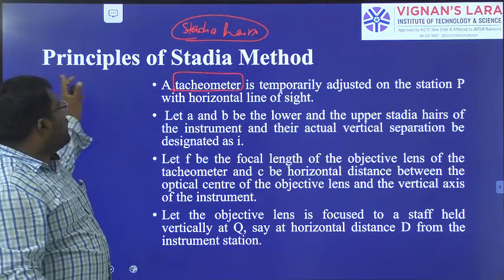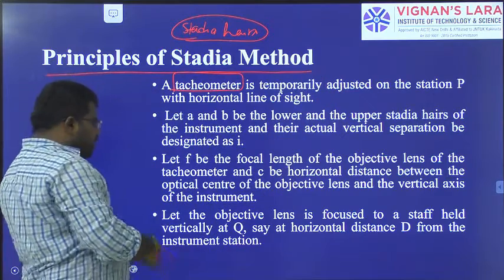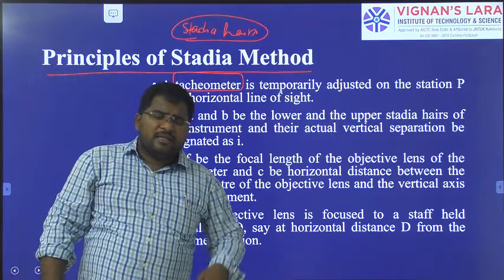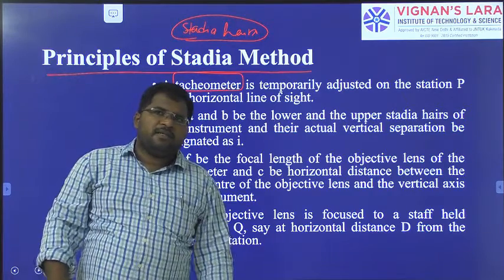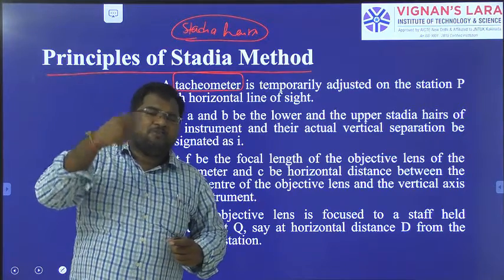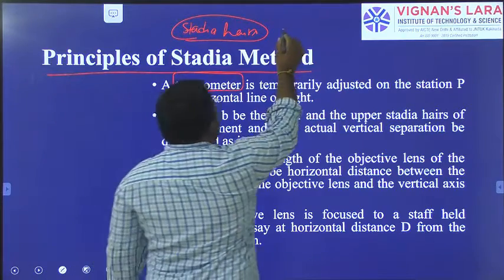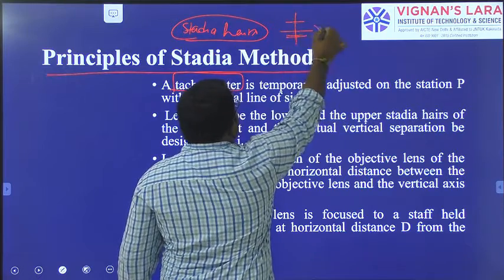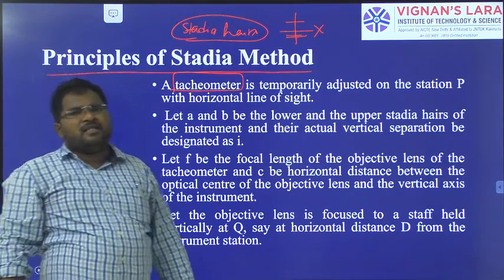Now the very important topic is the principle of stadia method. There are stadia and non-stadia methods. In the stadia method we have two methods: one is the standard, fixed hair method, and the second is the movable hair method. In non-stadia methods you don't have the stadia diaphragm, that is, the stadia hairs above and below the cross hairs. There we saw one important method called the tangential method.